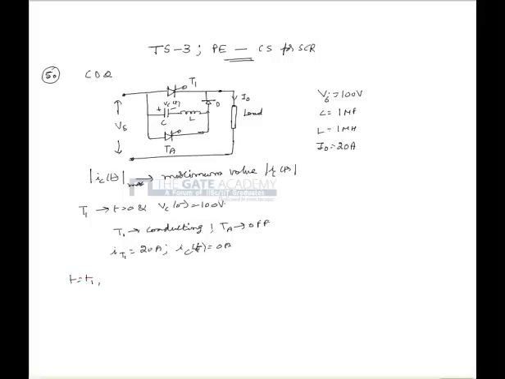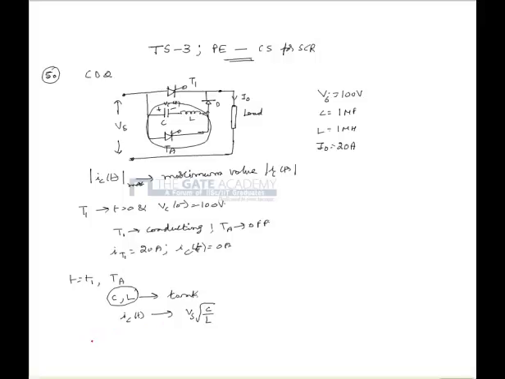Now at t equal to t1, thyristor TA is triggered. At this point of time, the capacitor C and the inductor L form a tank circuit. Because the thyristor TA is triggered, the tank circuit is marked as shown. So the capacitor current IC of t is a sinusoid with a peak value of Vs into root C by L.